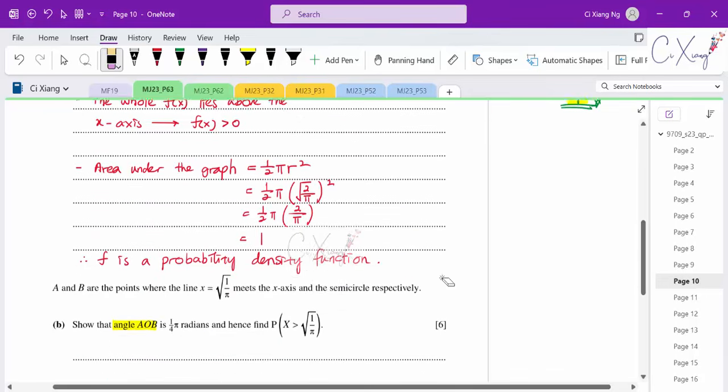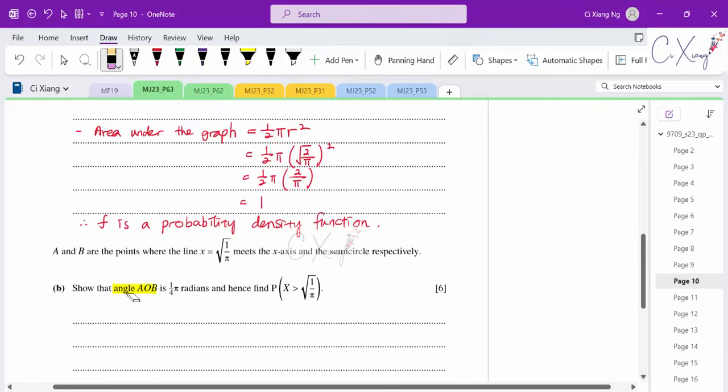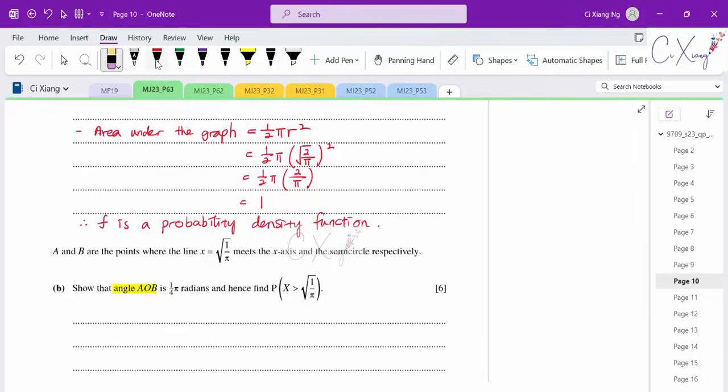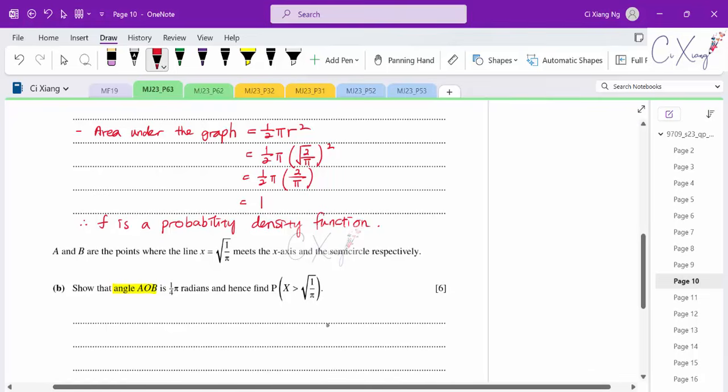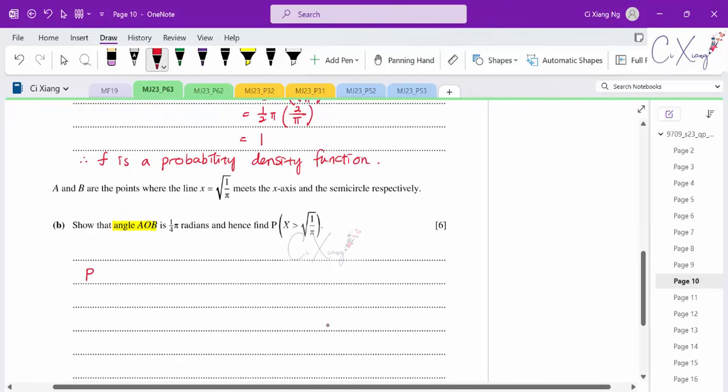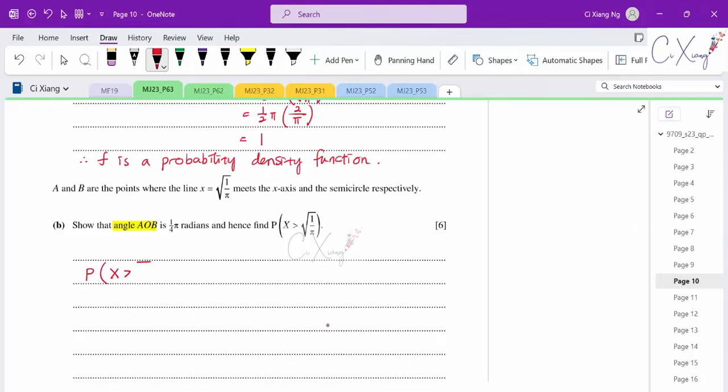Then now we want to proceed to the second part. After we show the angle AOB, we want to find the probability of x greater than square root 1 over pi. So again, to find the answer for the probability for x greater than square root 1 over pi.